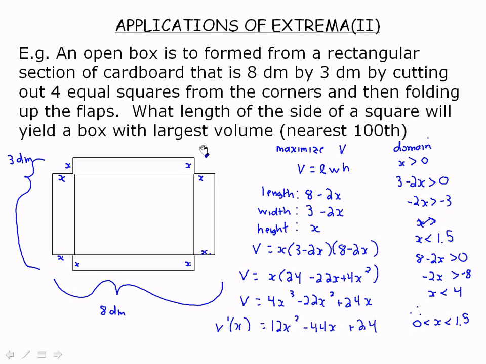I'm going to get a little bit of space to work. So V prime at x, I'll write that out again, is equal to 12x squared minus 44x plus 24.